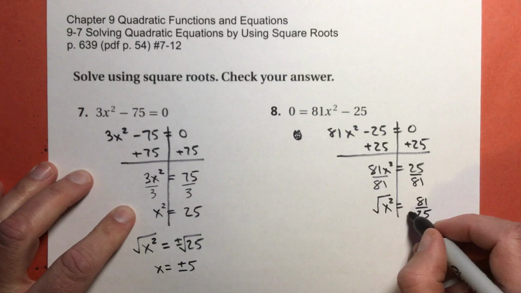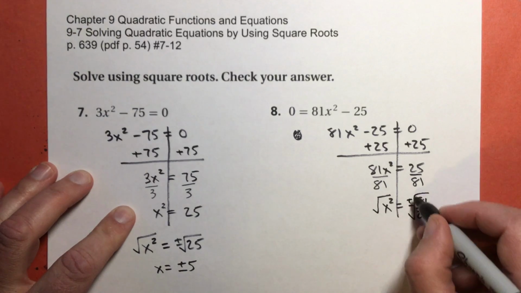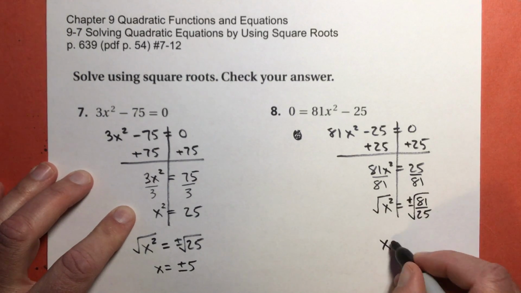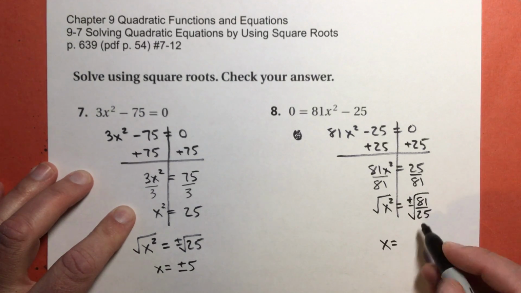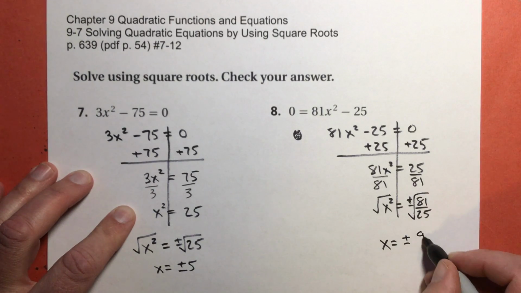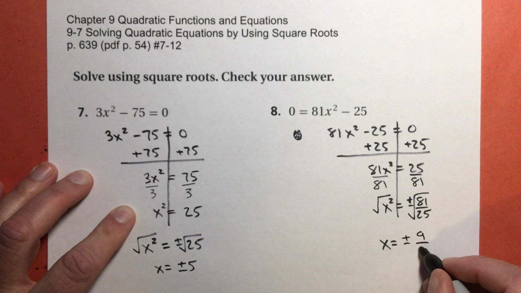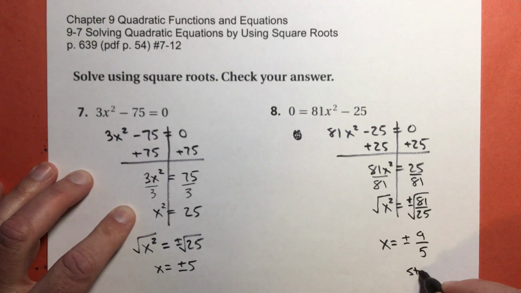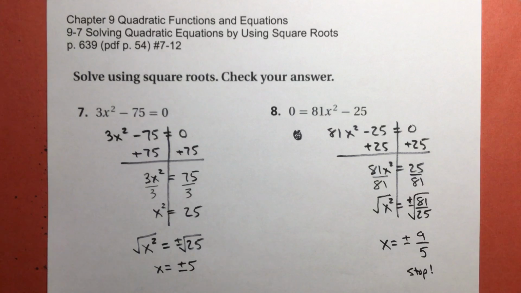Because when I take the square root, and don't forget you get plus or minus, I get x equals the square root of 81, which is 9, and the square root of 25, which is 5. And you can stop right there. You don't have to change that to a decimal or anything. You just say 9 over 5. It's perfectly okay.